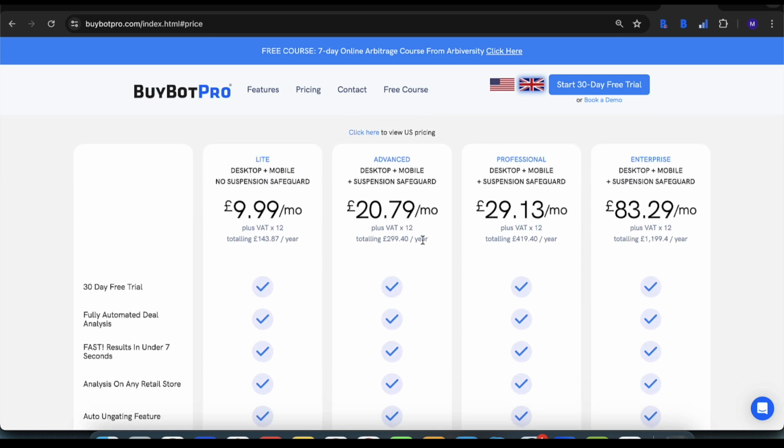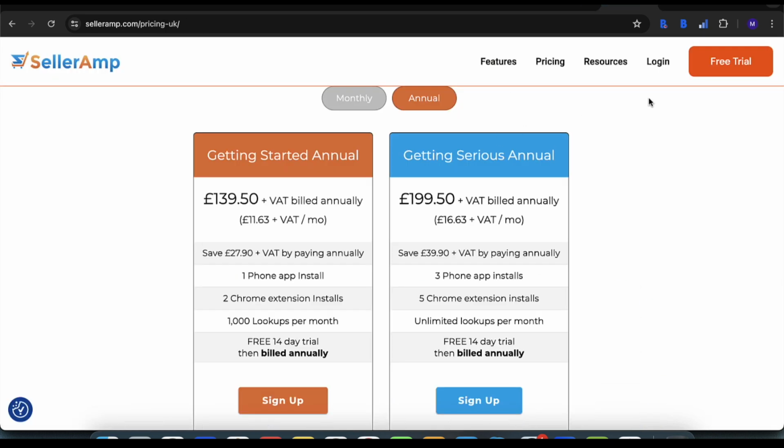So there's more plans on BuyBotPro than what you have with SellerAmp. SellerAmp, you literally just have two plans right there. So it's 139.50 plus VAT. You save 27.90 plus VAT by paying annually.